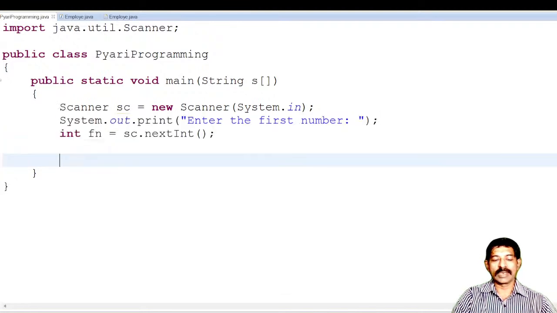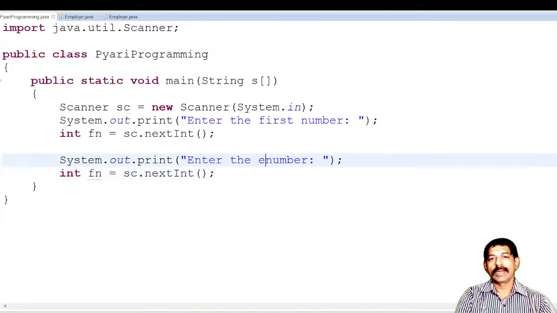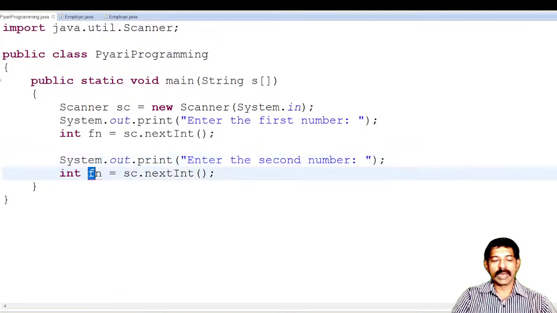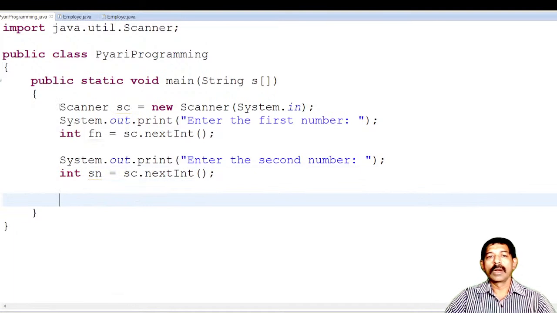I am accepting the second number now. Enter the second number. Now I am saying sn for the second number. Now it is the part for a loop. Now I have to create a loop.